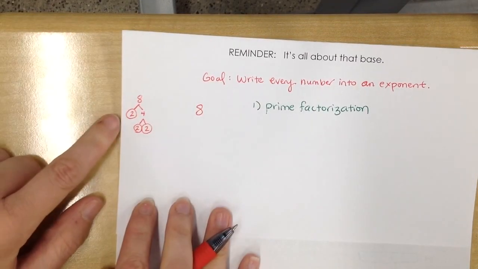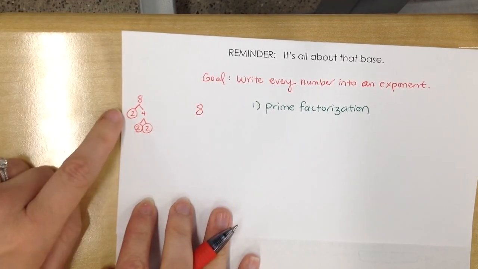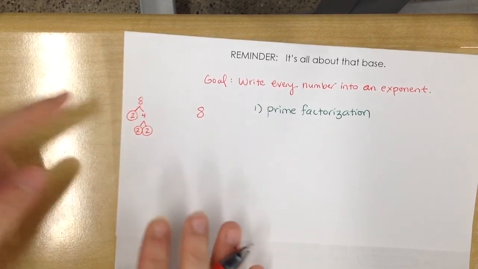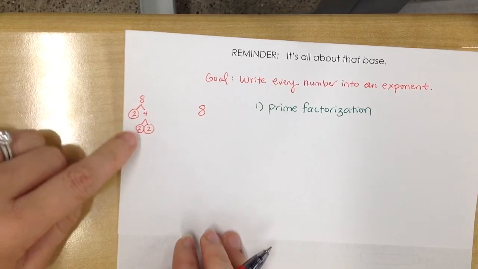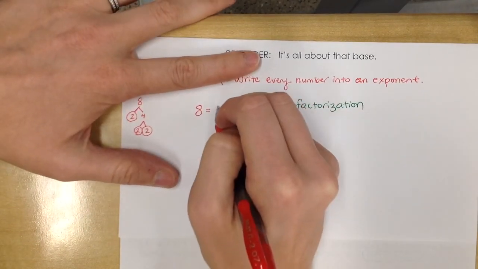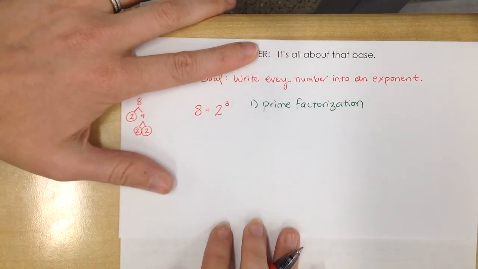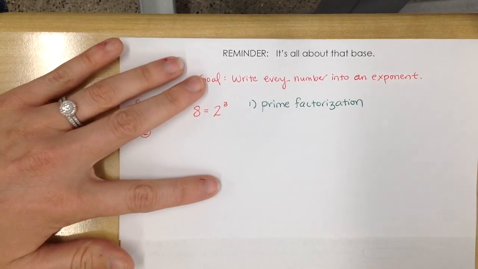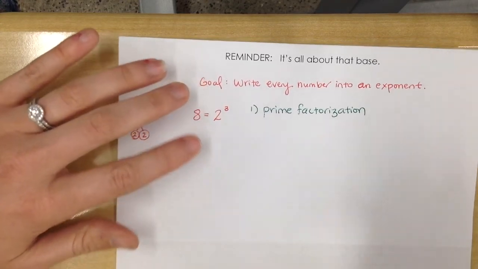So I know that I can rewrite 8 to turn it into a couple of 2's. How many 2's multiply together to get 8? 3 of them. We count up how many circles we have. So I would say 8 is the same as 2 to the 3rd power. I could do the same for another number, but first, I should write my steps.